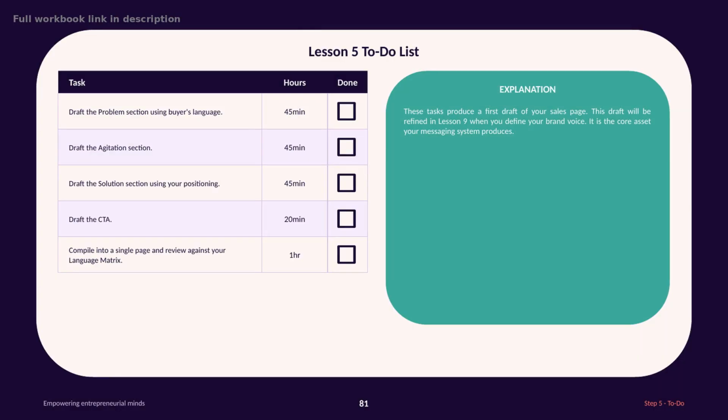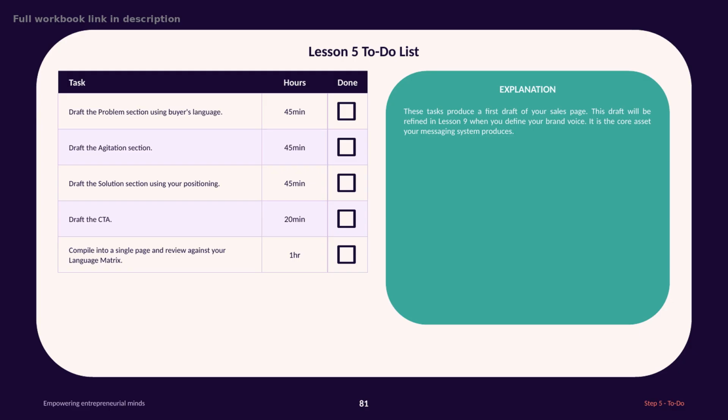Your to-do list for Lesson 5. Draft the problem section using buyer's language, 45 minutes. Draft the agitation section, 45 minutes. Draft the solution section using your positioning, 45 minutes. Draft the CTA, 20 minutes. And compile into a single page and review against your language matrix, an hour.